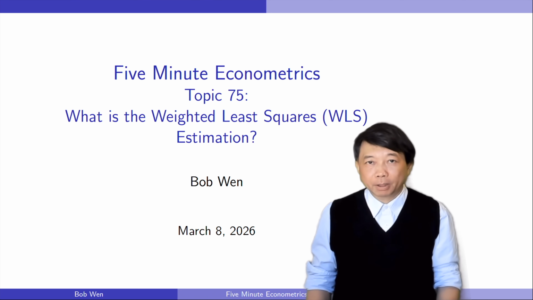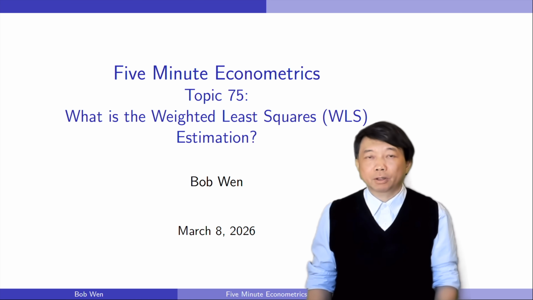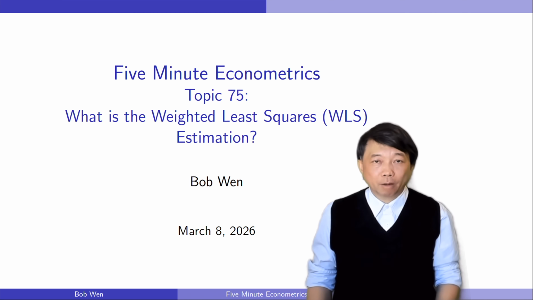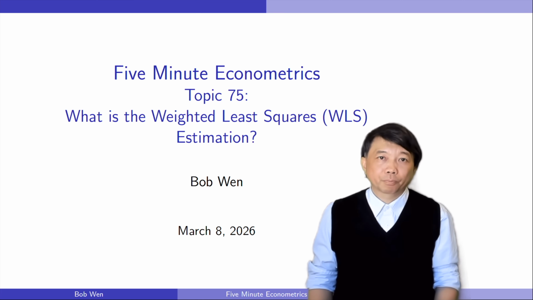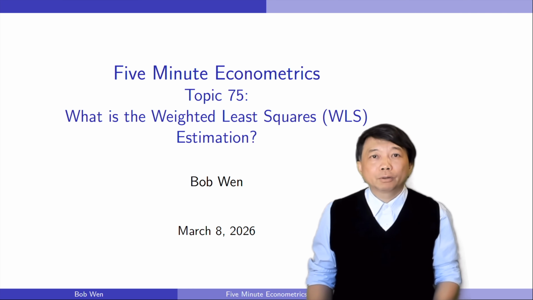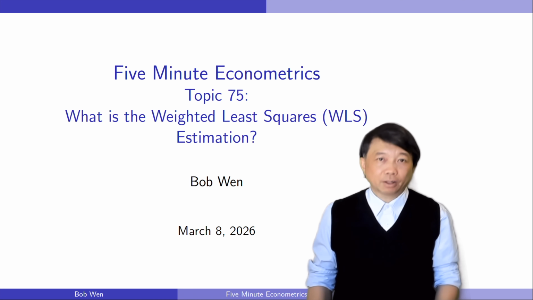In the previous topic, we learned how to detect whether the model exhibits heteroskedasticity. That is, whether the error term of the model has a non-constant variance. If heteroskedasticity is of an unknown form, we can use the heteroskedasticity robust standard error to form the t-statistics and estimate intervals.